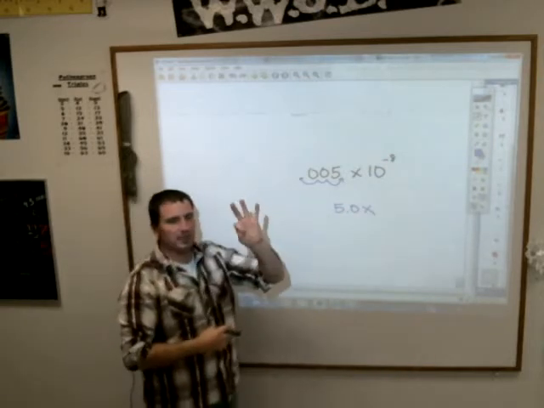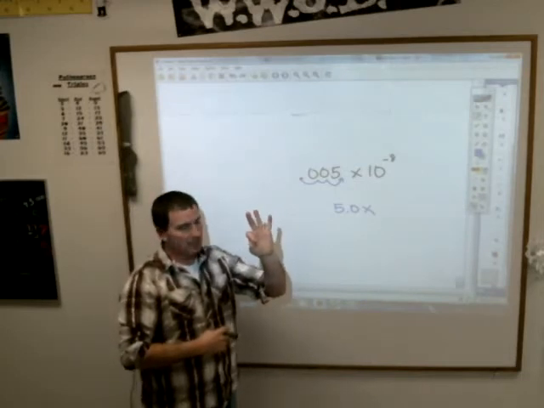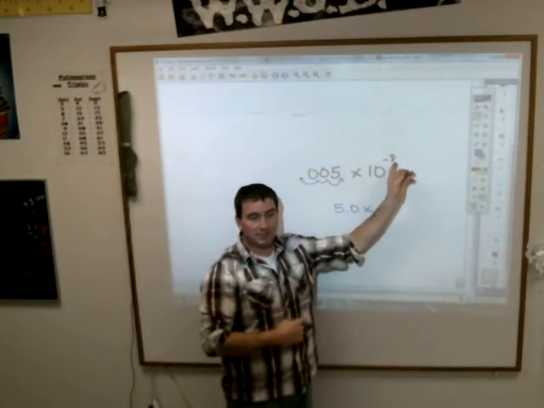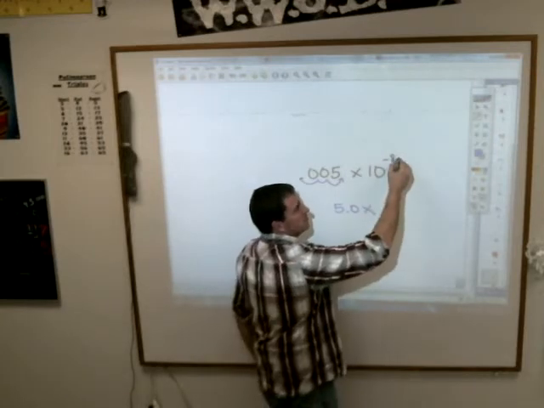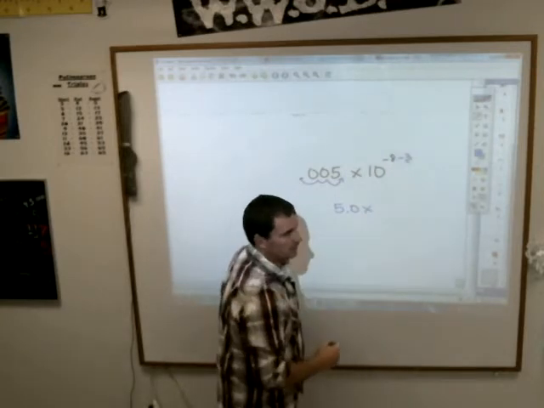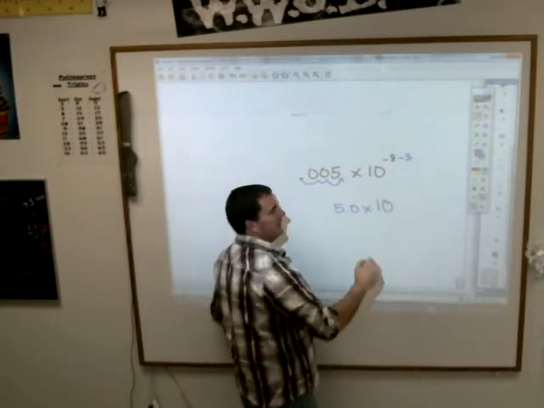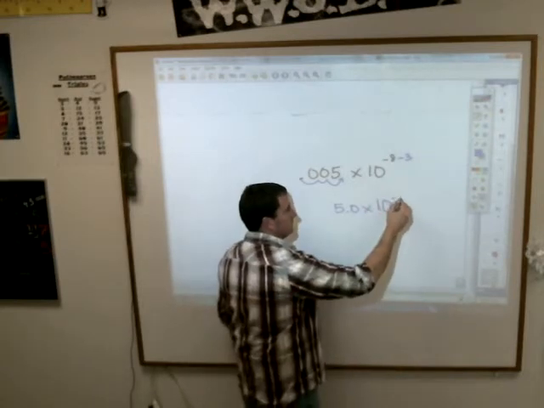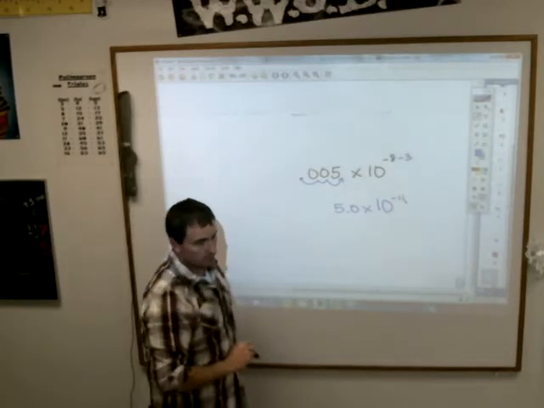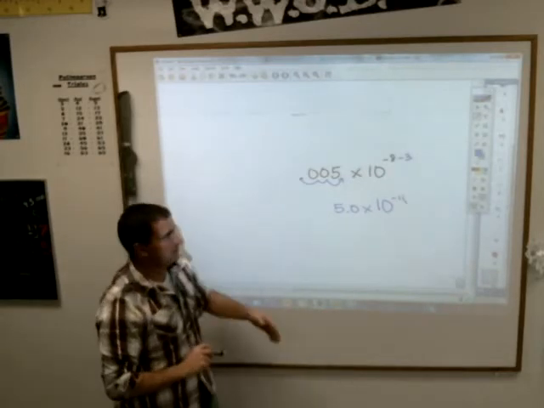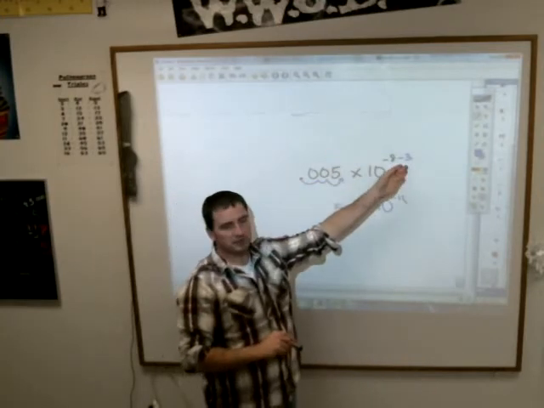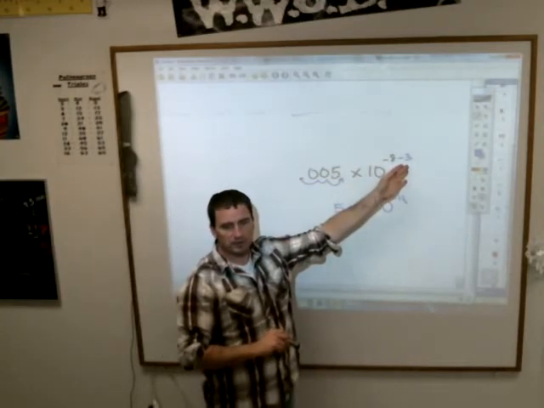I moved the decimal 3 places, and I made this number 3 bigger, so I'm going to make the exponent 3 smaller, which means I'm going to subtract 3. And when you subtract 3 from a negative 8, you get a negative 11. You're adding and subtracting, not multiplying, so you don't get a positive. I made this 3 bigger, and it balances out by making that 3 smaller over there.